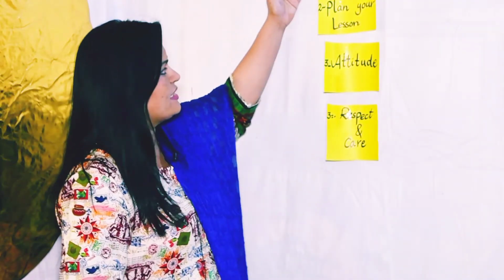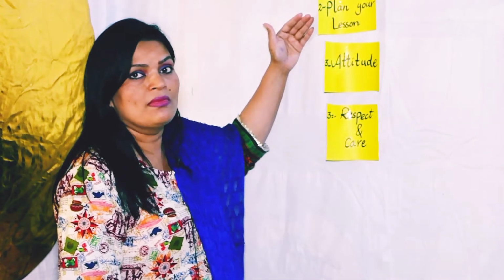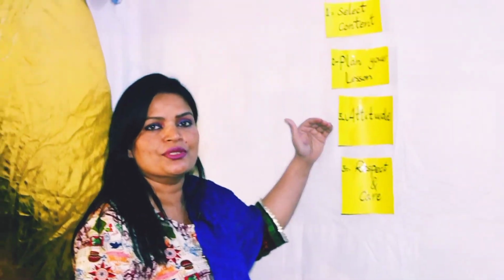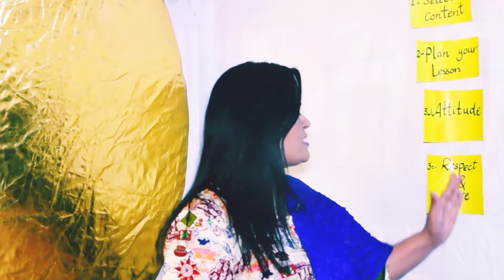These steps: select the content, then I will plan my lesson at home. This is my homework. And when I enter the class, this is my attitude, that I keep away all my worries, all problems, all things at home, at the back. And I am just for the children. My lesson is just for the children. And then respect and care. When I enter the class, we greet them happily, with a smiley face, and ask their welfare. This is the respect and care.